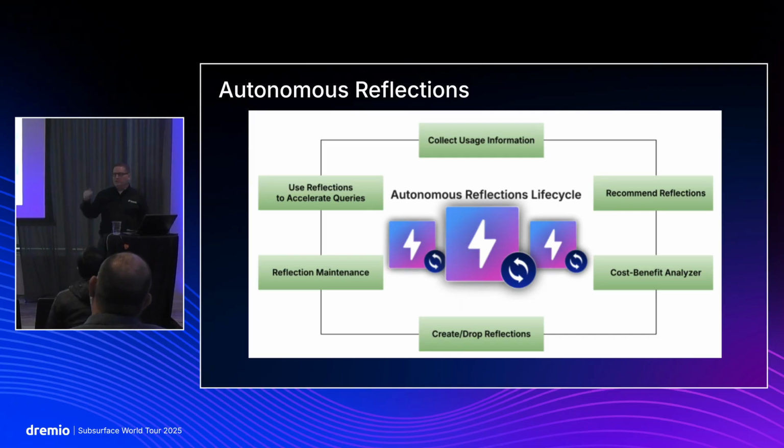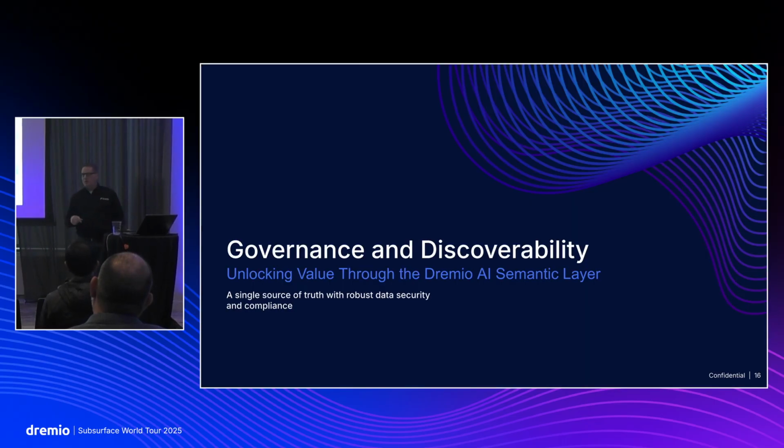Because let's say you have some JSON data, you're not having to parse that JSON data every time a query comes in. You have a reflection created on that that's materialized in an optimized way, rather than having to spin up compute in order to parse that JSON. Dremio is going to have that at hand and is going to reduce your compute cost appropriately. All right, so let's talk about... Oh, any questions about autonomous reflections or reflections in general?